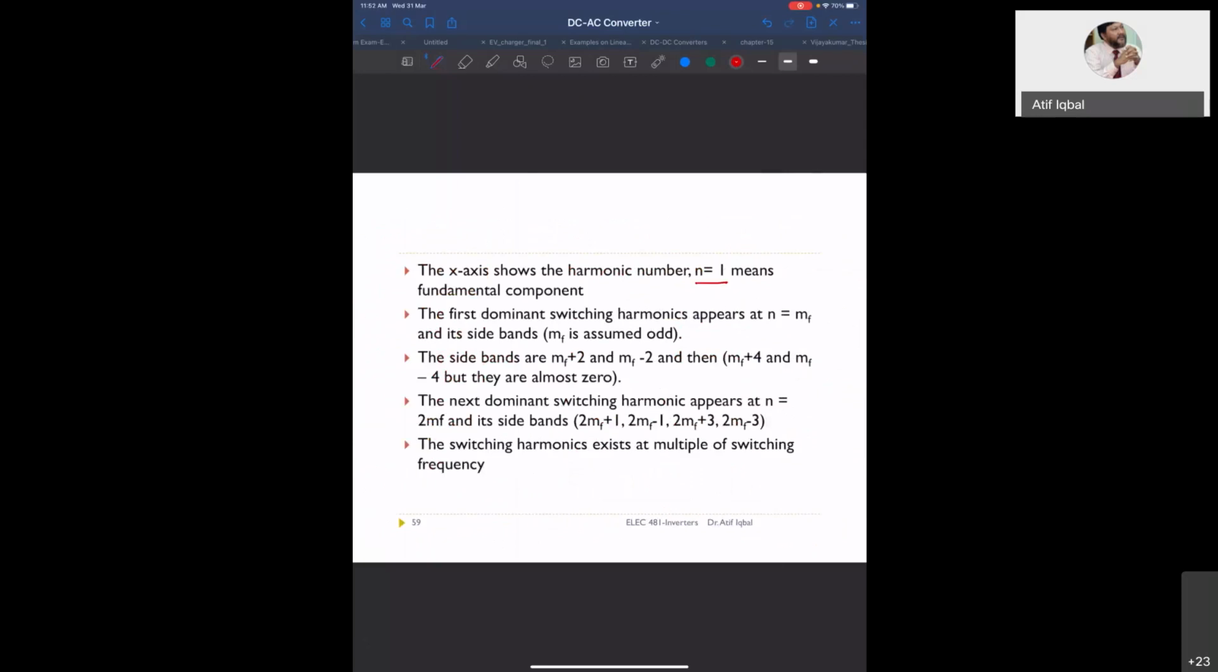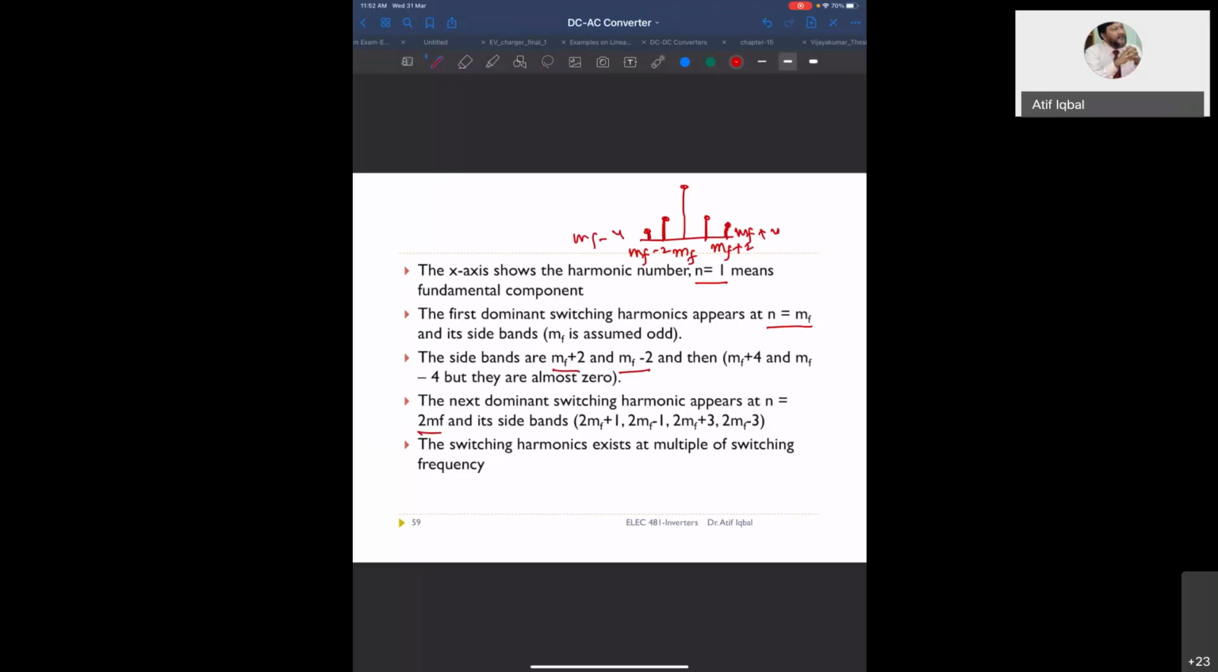The x-axis shows the harmonic number. The first dominant switching harmonic appears at n equal to mf, and its sidebands are at mf plus 2 and mf minus 2, then mf plus 4, mf minus 4, and so on.